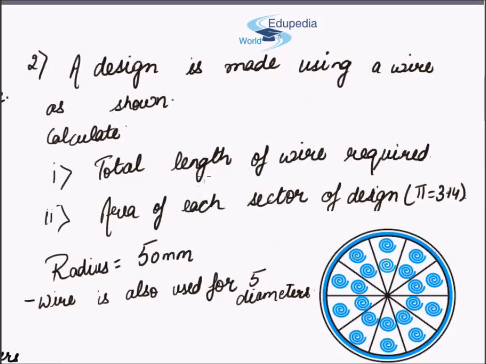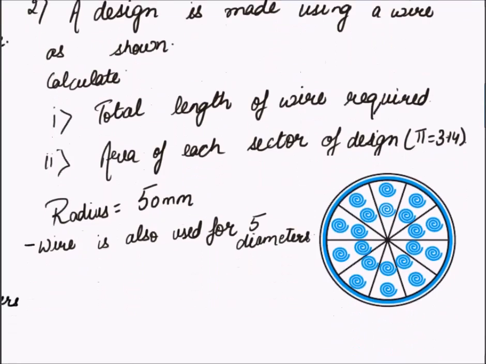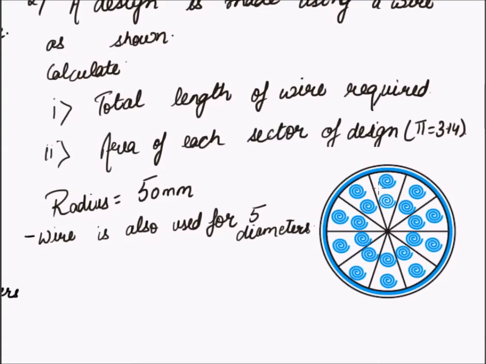The second question says, a design is made using a wire as shown. This is the design made that we are talking about. Calculate the total length of wire required and area of each sector of design. Radius is given as 50 millimeters and wire is also used for 5 diameters. Friends, we are given this design with the radius 50 millimeters.